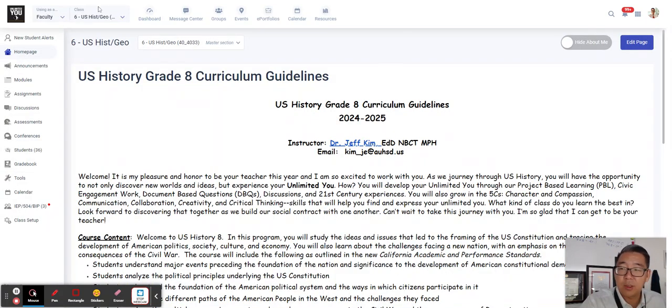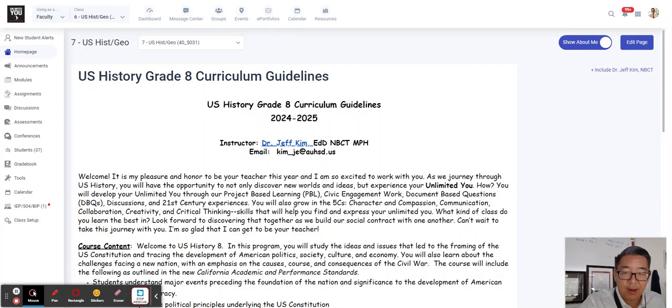You can see that the courses are blocked together. So if I want to go to period 6, it's already there. But if I want to go to period 7, I just click period 7, and then there I am in period 7. You can see on the home page, it currently is the 8th grade curriculum guidelines, but it doesn't have to be. It could be something else as well. But right now, it's that.